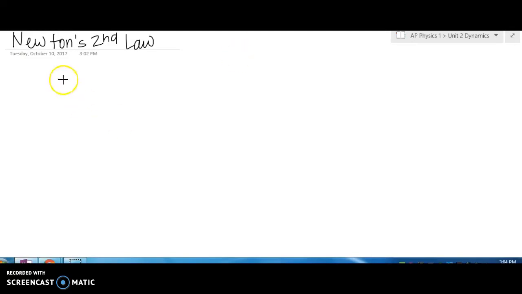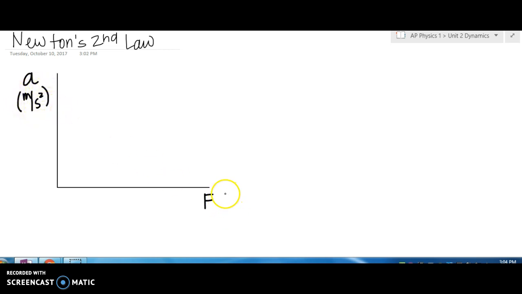So when we looked at our lab data, you had acceleration on the vertical axis, and the net force, or the unbalanced force, on the horizontal axis. Your acceleration was measured in meters per second squared, and your force was measured in newtons. And you plotted accelerations and forces, and hopefully you got something that looked about like this.